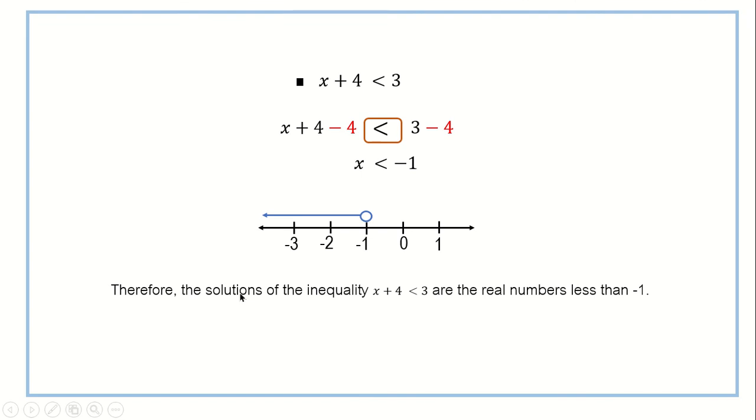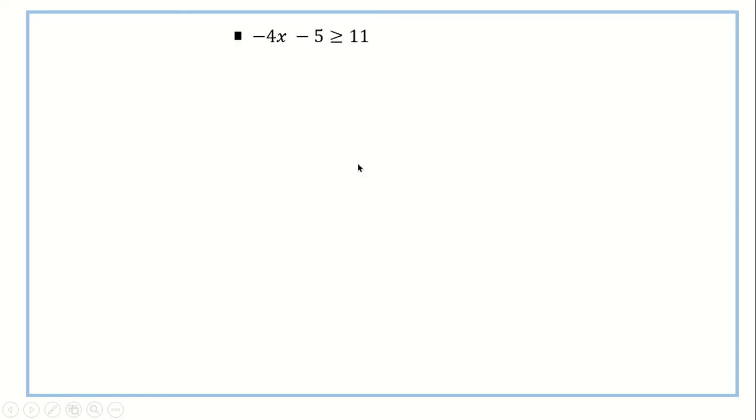Therefore, the solutions of the inequality x plus 4 is less than 3 are the real numbers less than negative 1. I believe that you have really understood this. Let's move on. We have negative 4x minus 5 is more than or equal to 11.